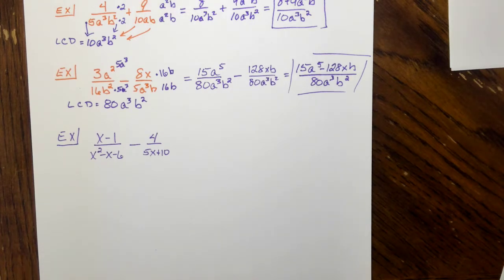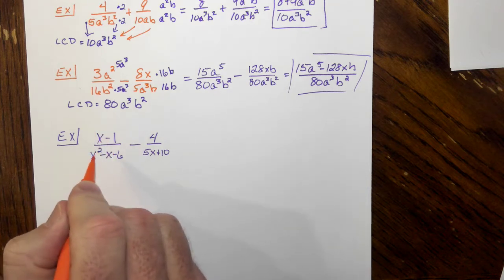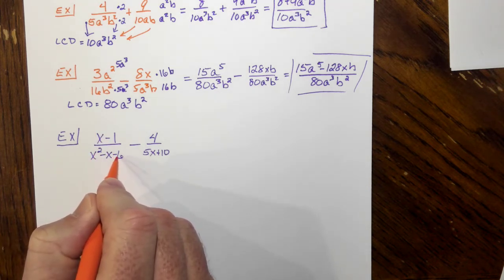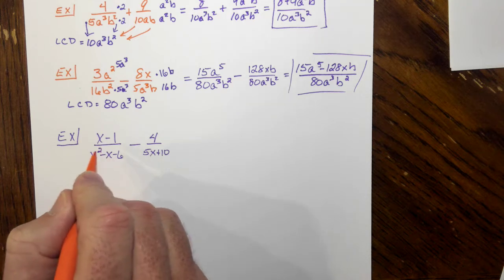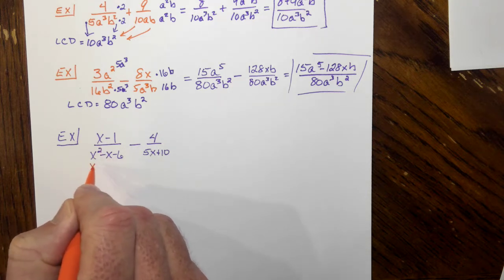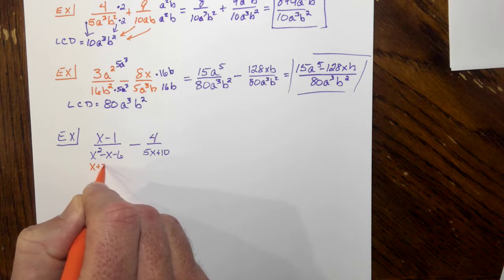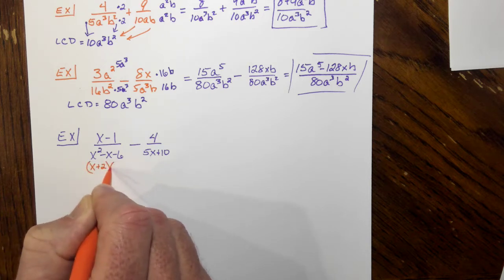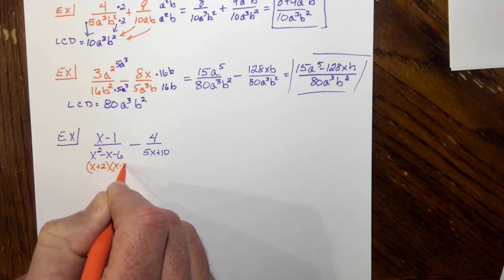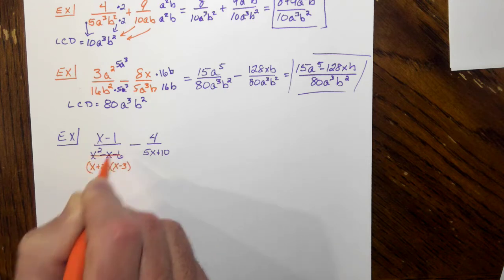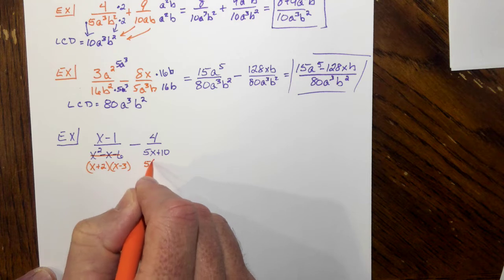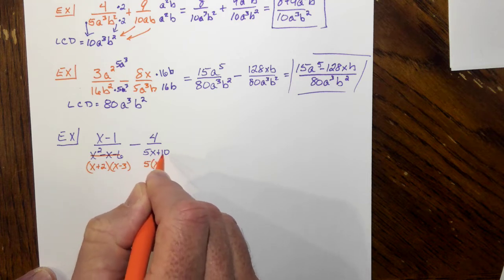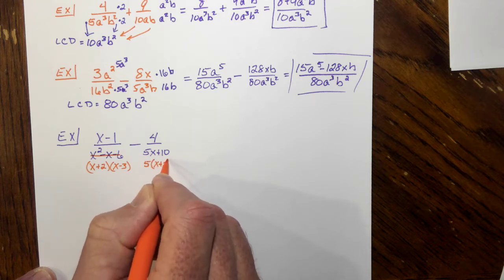Thanks. So let's do it the second way. I changed my mind. Cat convinced me. So I'm going to factor this. Negative 6 product, negative 1 sum. So it's going to give us the quantity of x plus 2 and the quantity of x minus 3. This is going to factor GCF 5, and I get an x plus 2.